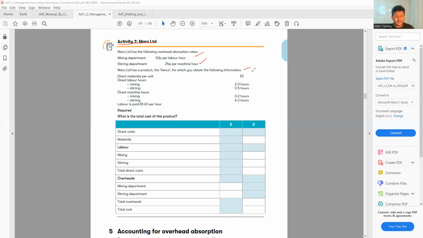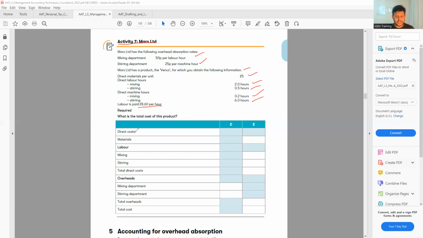Direct material per unit 5. Direct labor hours for the mixing 2 hours, for the string 0.5 hours. Direct machine hours for the mixing 2 hours, for the string it is 6 hours. Labor is paid £8.60 per hour. Okay, let's try to do this question. What is the total cost of this product? So let's try to find out the total cost.